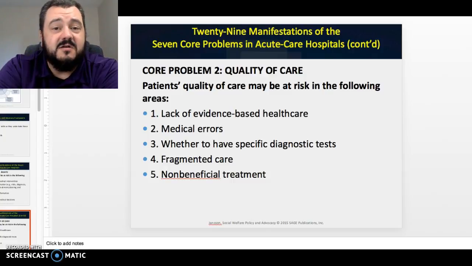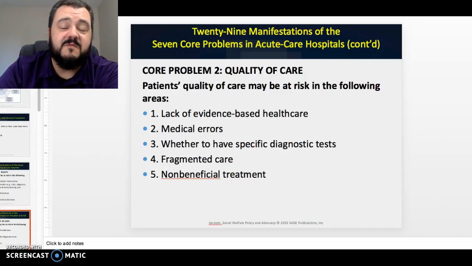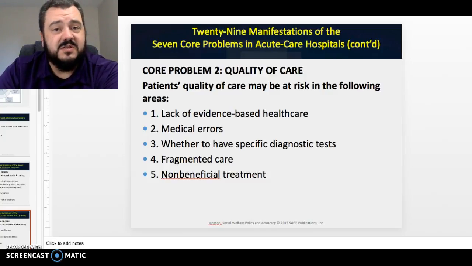What medical errors are going on? Certainly those kinds of things happen all the time. Do specific diagnostic tests have to be given, or are they simply risk management type of issues? Is care fragmented? Are the doctors communicating with each other, or are they being provided with treatment that doesn't really help, but is done simply because that's the way we always do it? You'd be surprised at how often those kinds of things happen.